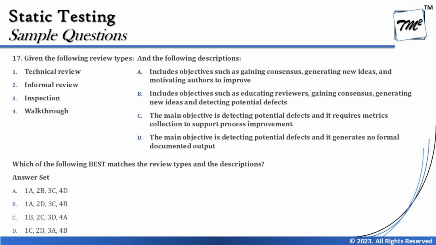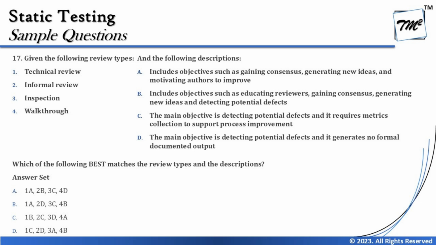The very first one we have is technical review. And technical review mainly talks about generating new ideas, which is something unique about it, because in technical review, we do talk about workarounds, we do talk about solving technical problems, and see how exactly it can be alternatively implemented. So generating new ideas is a unique keyword which you would find in technical review. Okay, let's go to informal review.